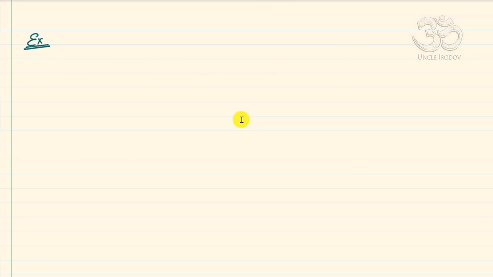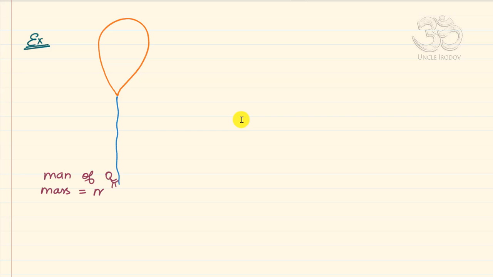For the next example, what we have is a balloon, a hot air balloon. So let's say there is this hot air balloon, and there is a string attached to this hot air balloon, and at the end of the string there is a man hanging on to save his life. So this is a man of mass small m, and this balloon itself has got a mass capital M, and the rope has got a length L here.